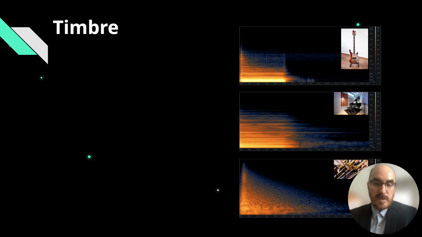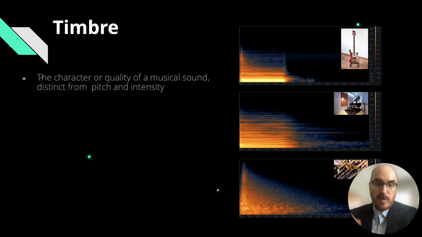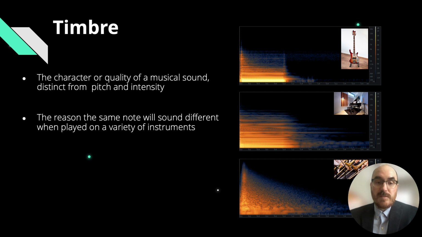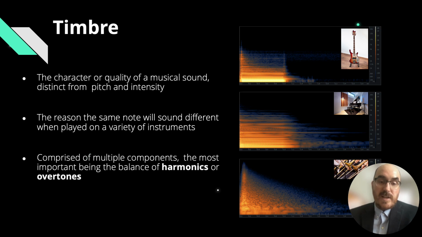So if we want to give a word to that, it's timbre, right? Timbre is the character or quality of a musical sound distinct from pitch and intensity. So distinct from volume, distinct from pitch. You can have instruments play the same pitch at the same volume, but you're still going to be able to tell the difference between the instruments. The reason the same note will sound different on different instruments is timbre. It's comprised of multiple components, the most important being harmonics and overtones, which we'll look at a little bit more deeply.